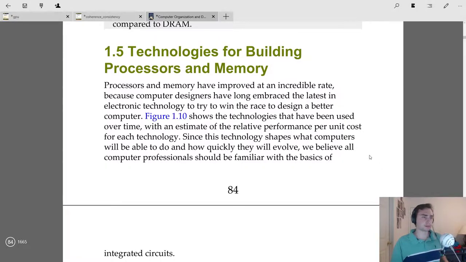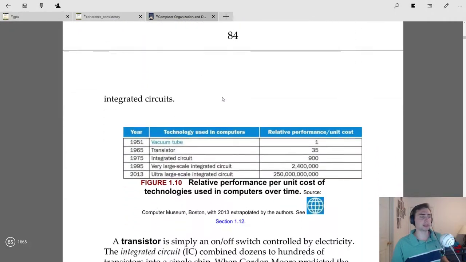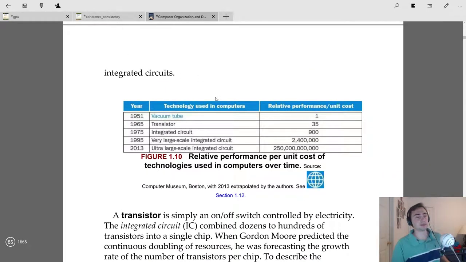Now, the first thing that we want to emphasize is how incredibly fast the improvement rate has been for computer architecture and process technology, right? This is a little bit of a silly comparison, but it's really just to show how fast and how far things have come. So 1951, early days of computing, still back in the era of vacuum tubes. Everything's normalized to this, so relative performance per unit cost is one for vacuum tubes. In about 14 years, to the transistor, we're already about 35 times better.